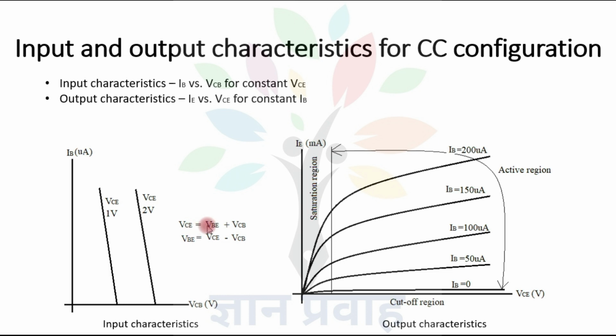VC equals VB plus VCB in case of CC configuration. So from here, VB equals VCE minus VCB. When we increase the value of VCB, it means the reverse bias voltage is increasing, and at constant VCE voltage, the VB voltage is decreasing. It means the input current is decreasing when we increase the VCB voltage.